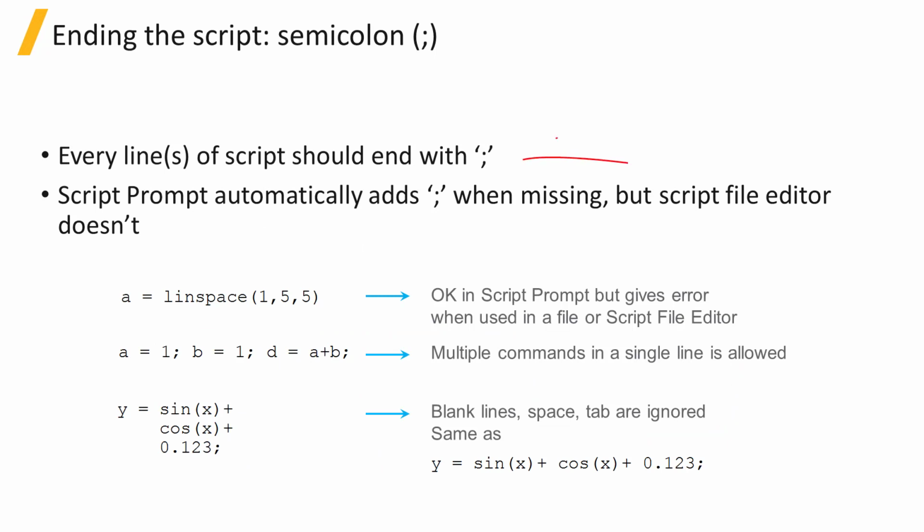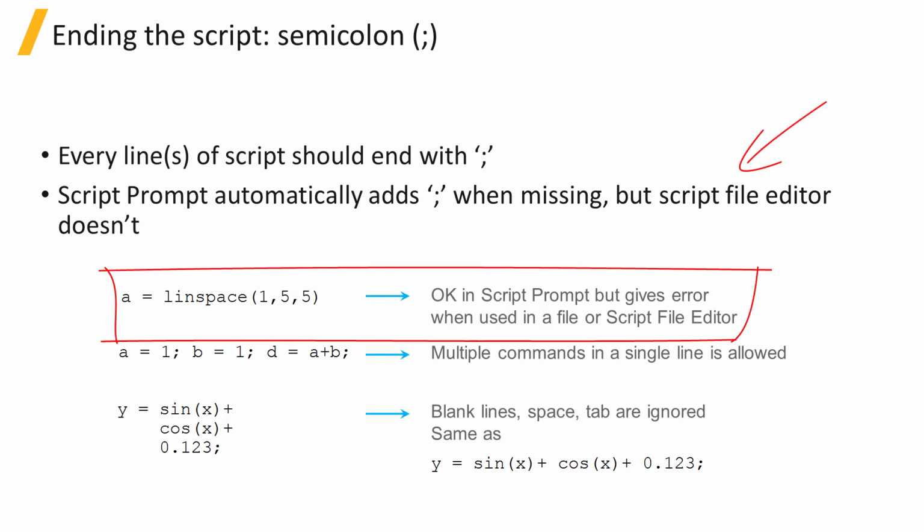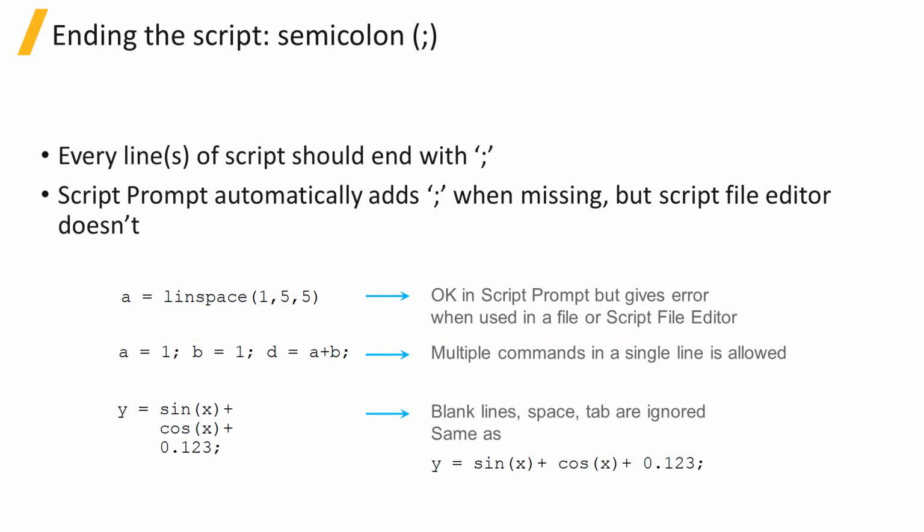For any script to work, it should end with a semicolon. It's okay to leave out the semicolon in the script prompt, where the semicolon will be automatically added when missing. However, this will cause an error when used in the script file editor in a file. Blank lines, space, and tab are ignored in the script. So the following script in three lines is interpreted in the same way as this one in a single line.